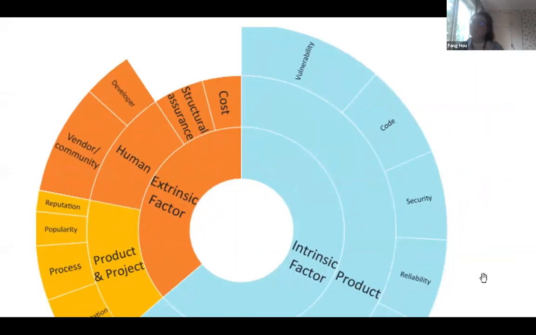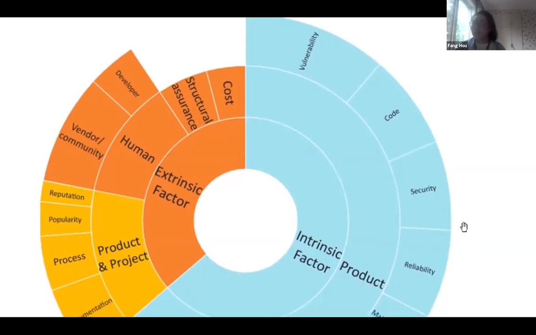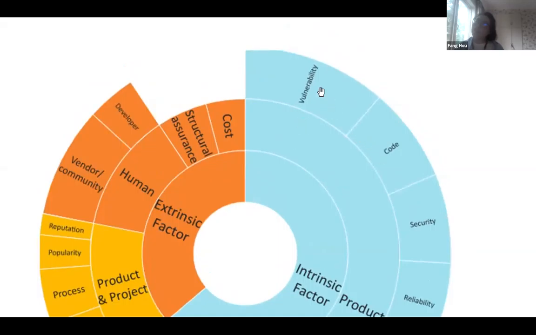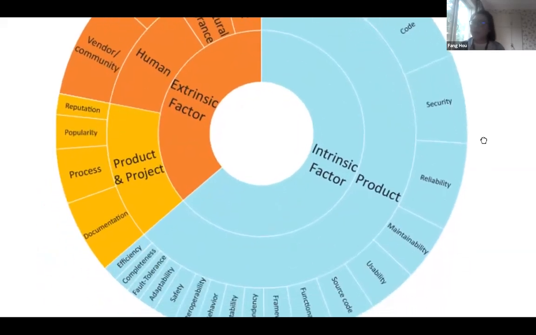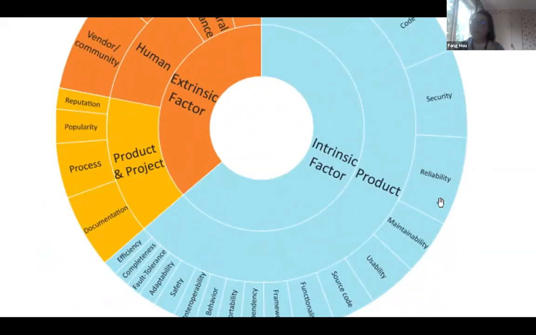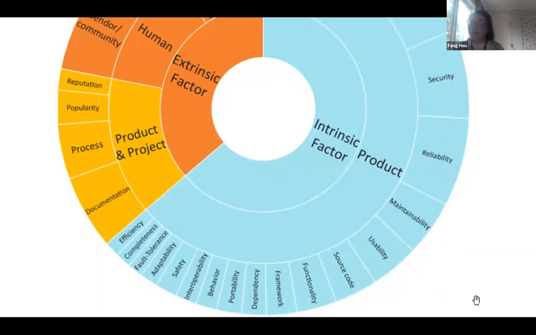We use intrinsic factors to present some physical attributes of a product, and extrinsic factors to present some external attributes. Intrinsic factors are the technical factors. The significant consideration is vulnerability, which will negatively impact software trust. And quality is another major consideration, such as reliability, maintainability, and usability. And for the source code, we consider the programming language or framework. Some indicators could be source code length or number of modules.